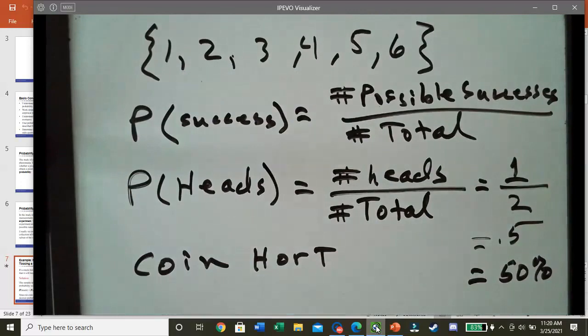Okay? Normally, we either look at it as a fraction or a decimal, but I like to use percentage because I think people tend to relate better to percentages.